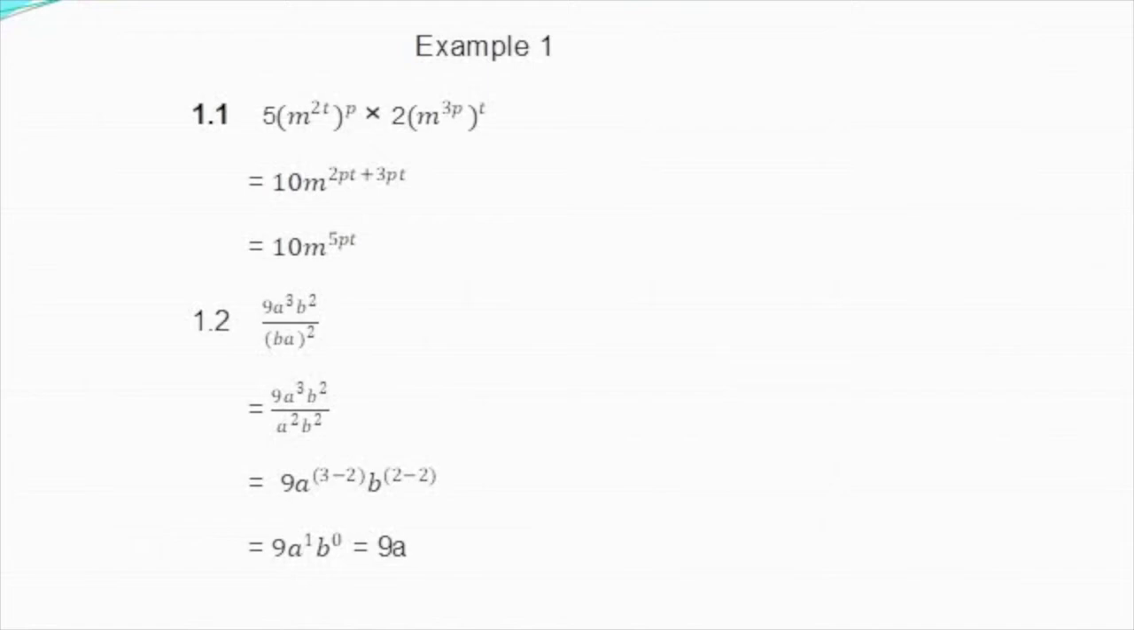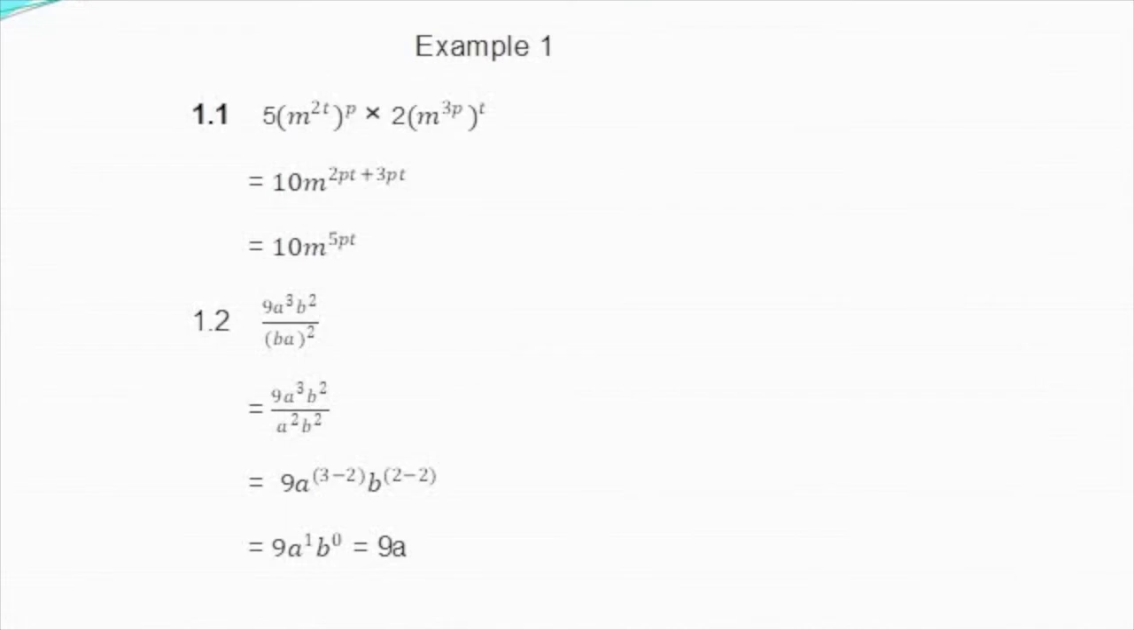So now the next thing is we use 5 to multiply 2. We are going to have 10. Then, since we are multiplying, the law says we have to add the exponents. So 2pt plus 3pt. And 2pt plus 3pt are like terms, so easy to add. So we are going to have 10m to the power 5pt.